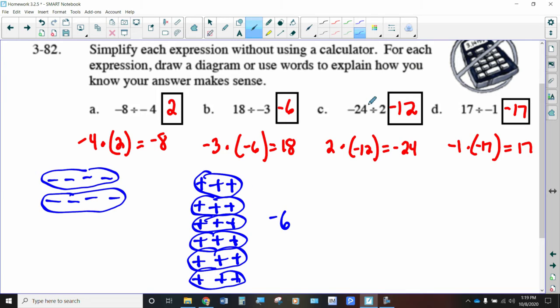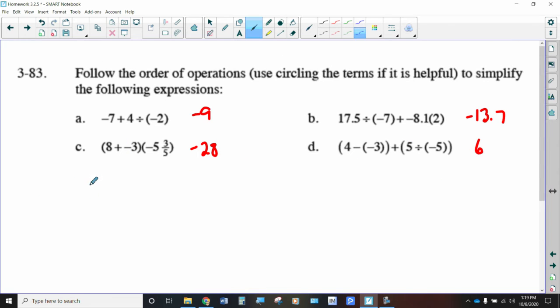Same thing here. What do you multiply times 2 to give you -24? Well, 12 times 2 is 24, so you'd have to take -12 times 2 to give you -24. And then the same thing applies here. So drawing diagrams sometimes is nice, and other times it almost makes things a little bit more confusing, I think. All right, the order of operations, which would be ruled by PEMDAS.